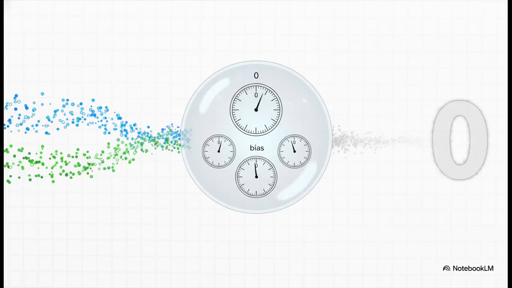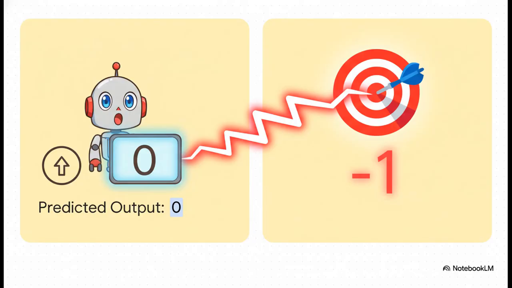Inputs of -1 and -1. Since all its weights are 0, it just multiplies the inputs by 0, adds the bias of 0, and its prediction, a big fat 0. And, whoops, right out of the gate, we've got a mistake. Its prediction was 0, but the correct answer, the target, is supposed to be -1, so it's wrong.